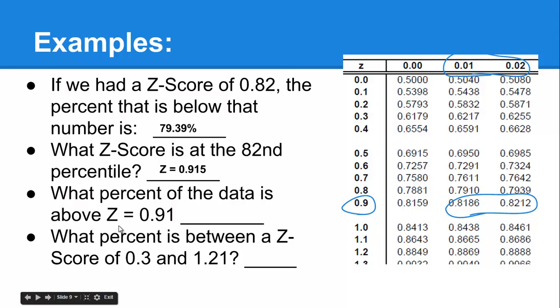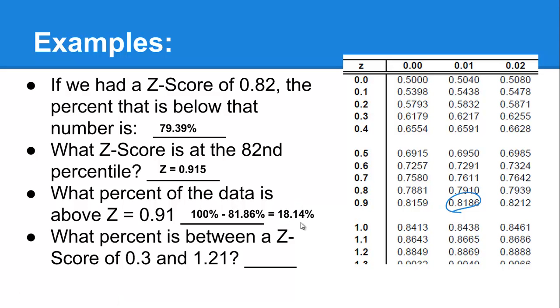What percent of the data is above Z equals 0.91? You can look up 0.91 and you get 81.86%. That's below. Don't forget that this is the percentage below. So to get the percentage above, we subtract from 100 and get 18%. What percent is between a Z-score of 0.3 and 1.21? Well, we look up both of those numbers. 0.3 is 0.30, so 61.79, and for 1.21, it's just the difference between these two numbers, the percentage between. So we get 26.9%.